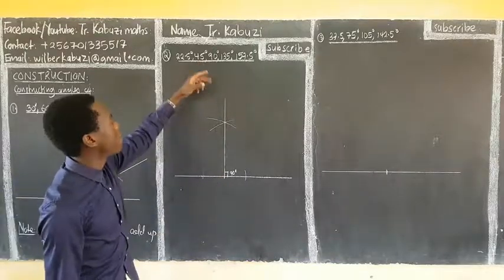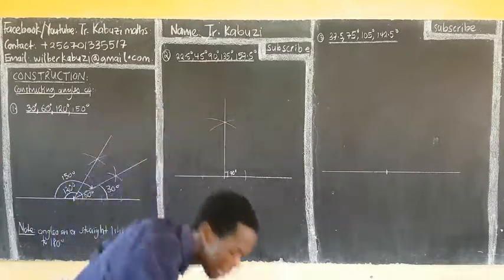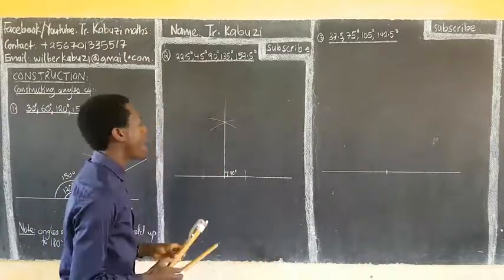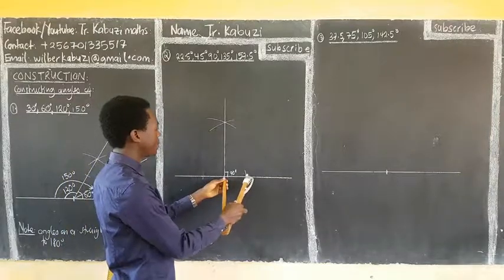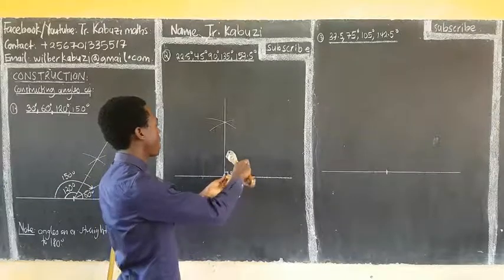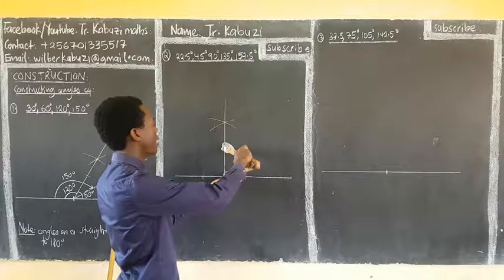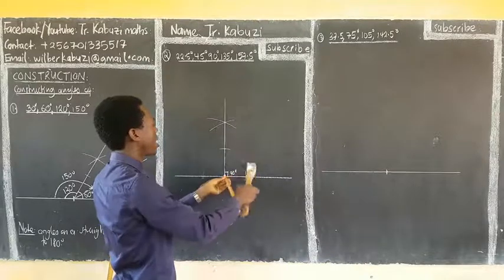Then I need 45. If I divide 90 into 2, I'll get 45. Now how do you divide an angle? By bisecting it. So how do I bisect this? I put an arc there, an arc there, then I also put an arc there, with ease, an arc there, then an arc there.